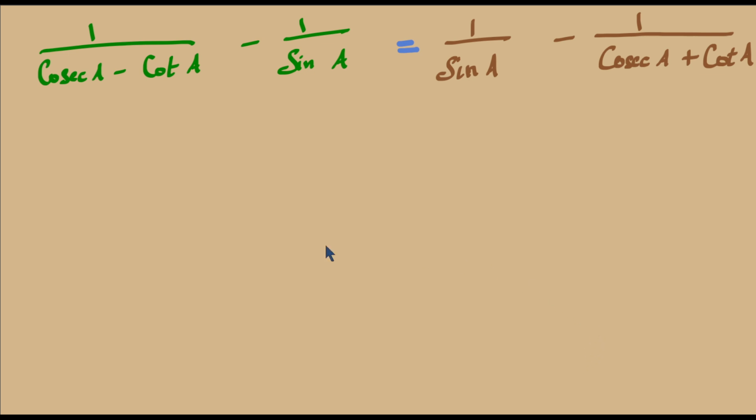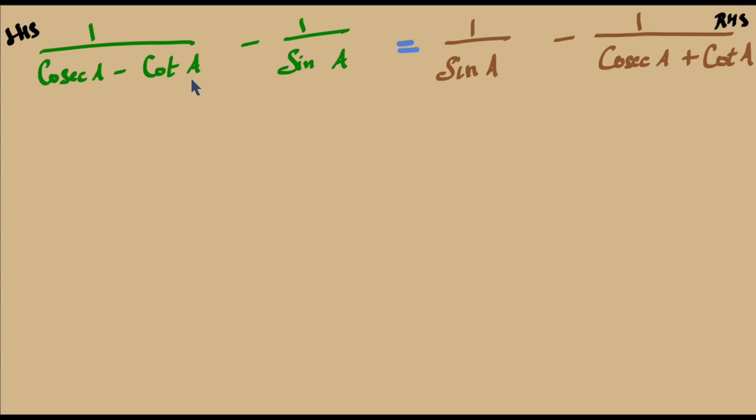on your own. Now we have to prove that 1 by cosecant A minus cot A minus 1 by sin A is equal to 1 by sin A minus 1 by cosecant A plus cot A. So let's see how we prove this left hand side is equal to this right hand side. Let's consider the left hand side first. We have 1 by cosecant A minus cot A.